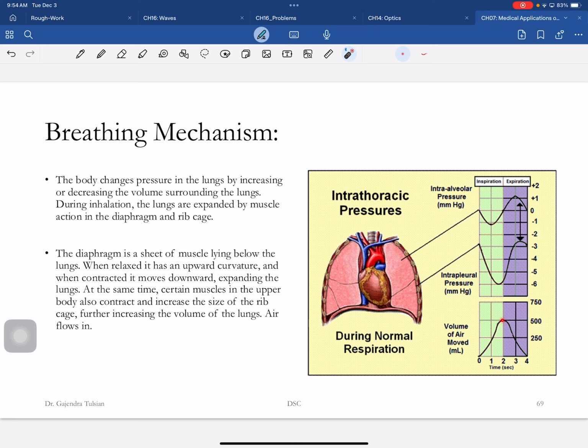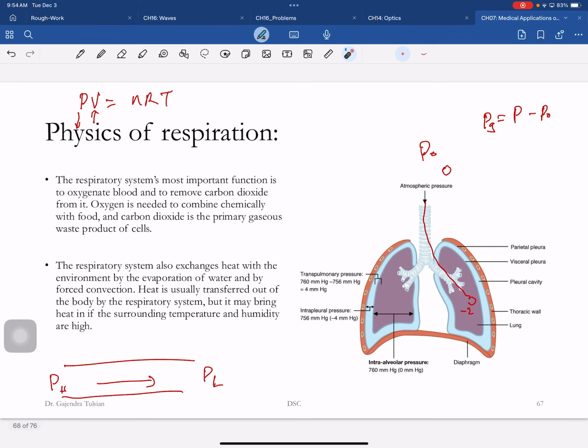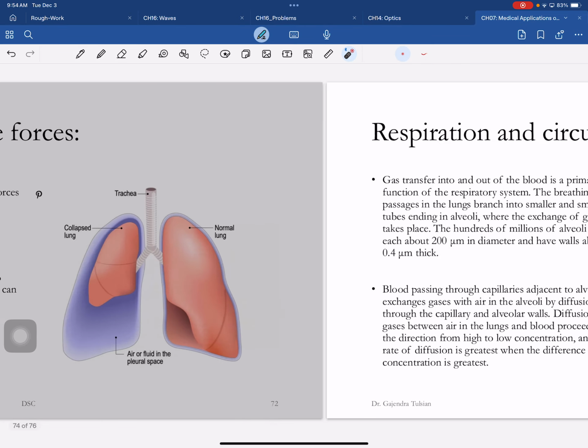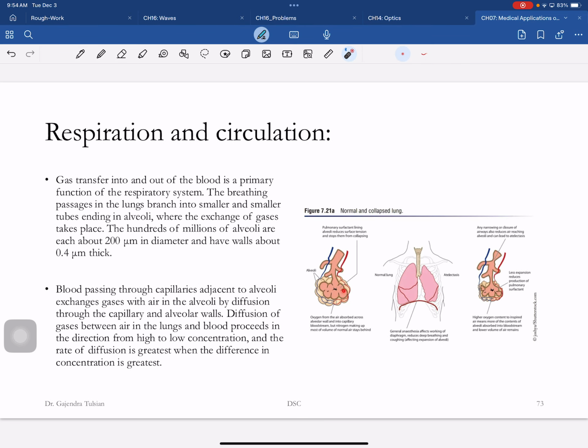Once your lungs fill up with air, you do the exchange of gases with the capillaries, and now once you've done the exchange, you're ready to expel the air back.